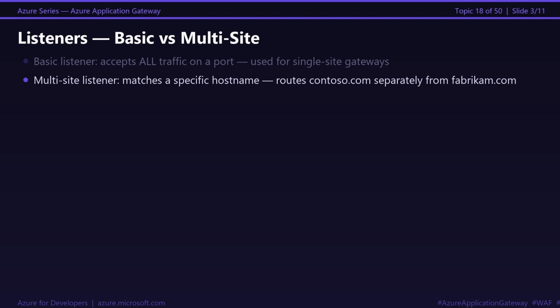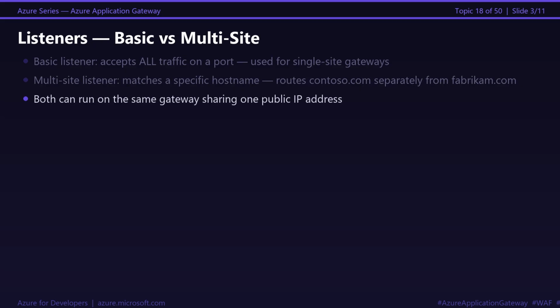Multi-site listeners are evaluated first. The basic listener is the catch-all. If no hostname matches, it gets the request. This is how companies host dozens of apps on a single application gateway. One IP. One gateway. Multiple sites.